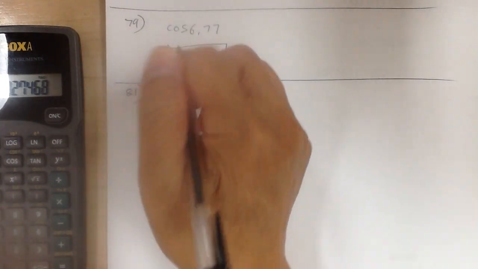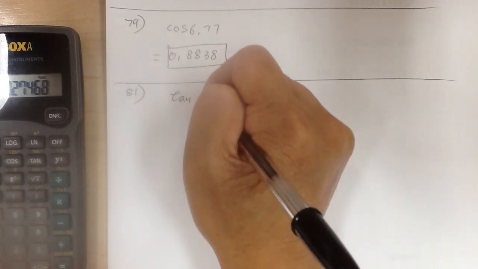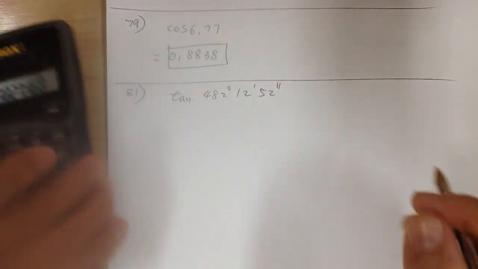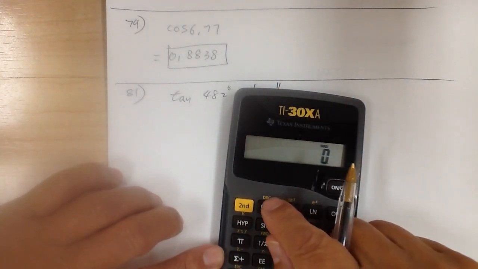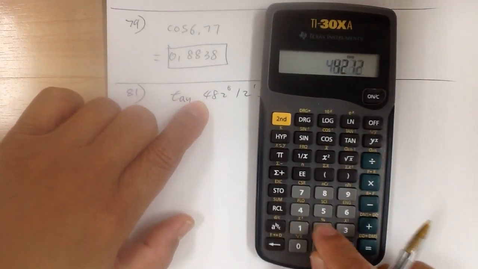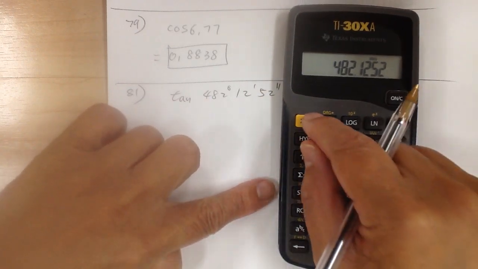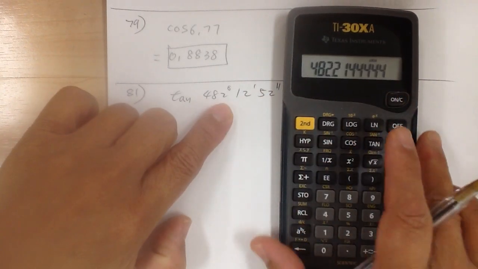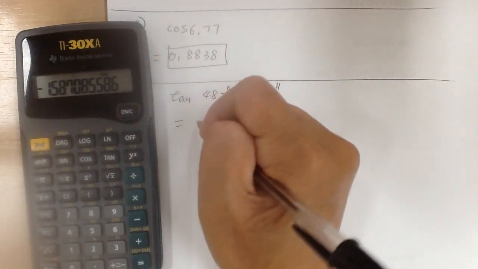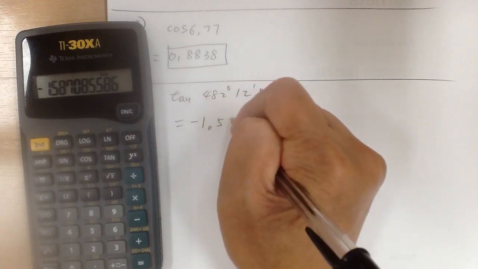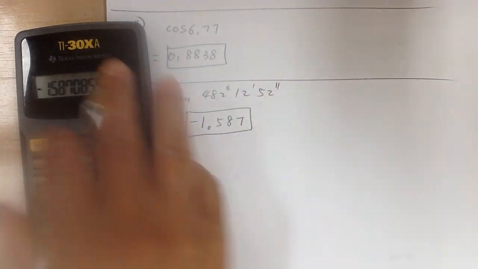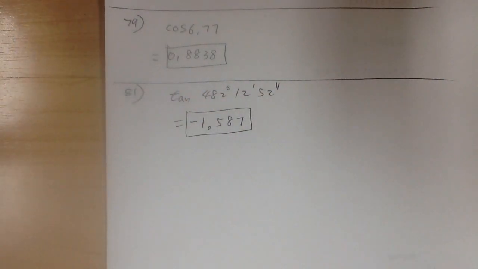Okay, 81. You have tangent of 482 degrees, 12 minutes and 52 seconds. First make sure it's in degree mode. So you got 482.1252, convert to decimal degrees and then take the tangent of that. So this is equal to negative 1.5871. So that's 4 significant digits. Okay, and that's it.